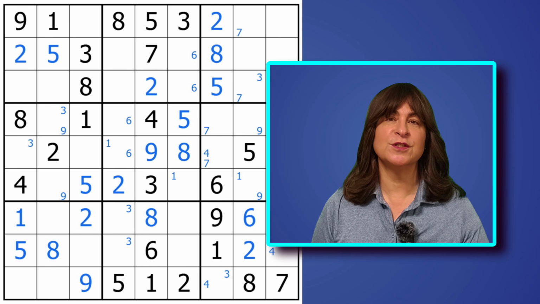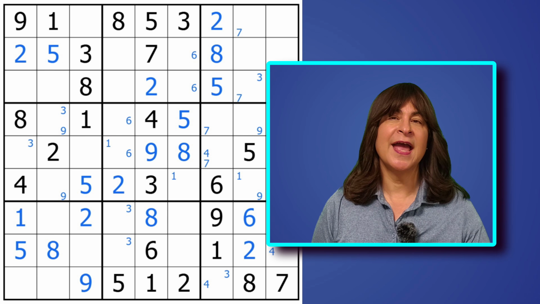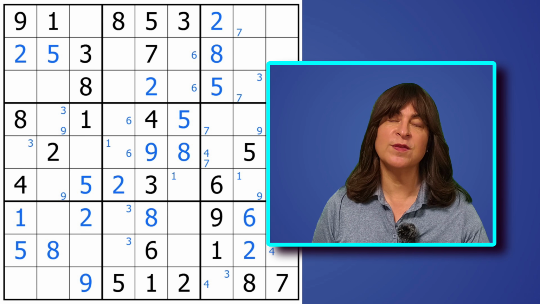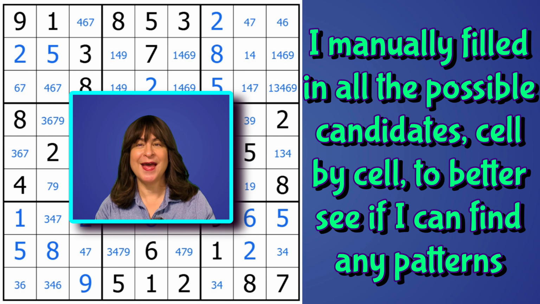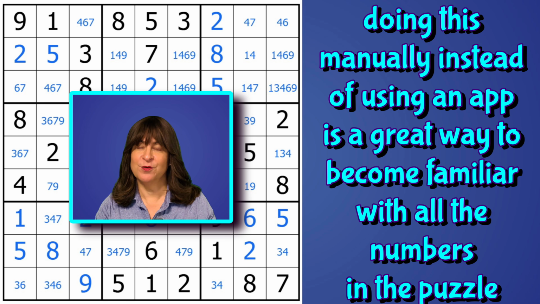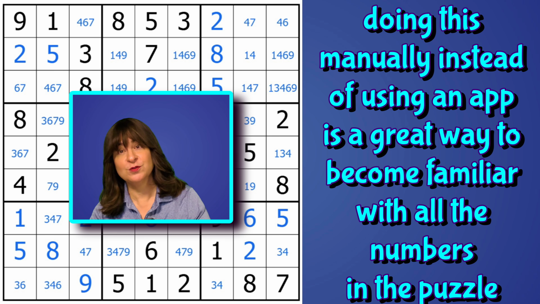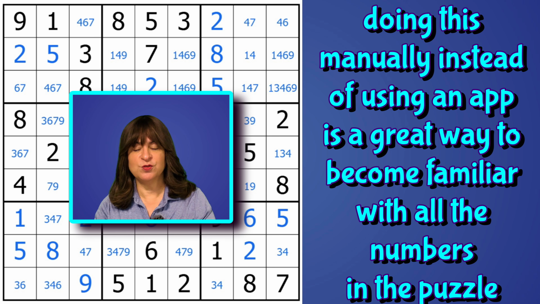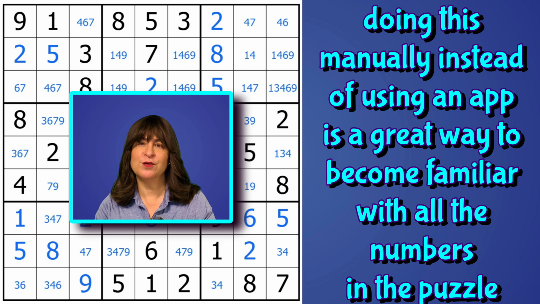So at this point, I'm going to switch to cell notation and then look for some patterns that we can use. So I'm going to pause the recording here and fill in all the cells with all the possible candidates, and we'll go from there. Okay, I'm back and I filled in all the cells with all the possible candidates. I do this manually so that I can see the patterns. I know that there are apps that do this for you, but I think doing it manually helps you to get familiar with the puzzle that you're working on.